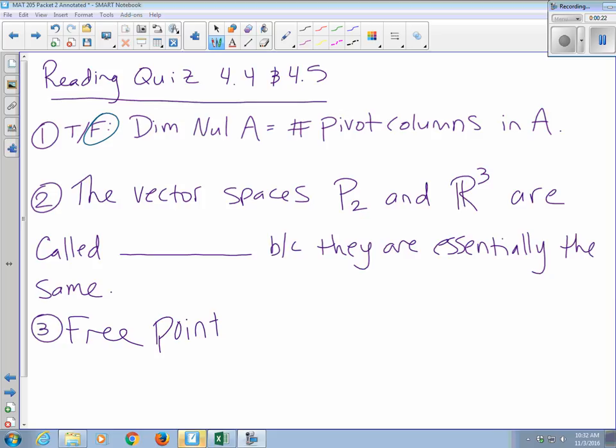Because they're essentially the same. Isomorphic. Isomorphic. And it's essentially the same, that's very colloquial language. We'll talk about what that means in today's class. And then the last question is a free point.